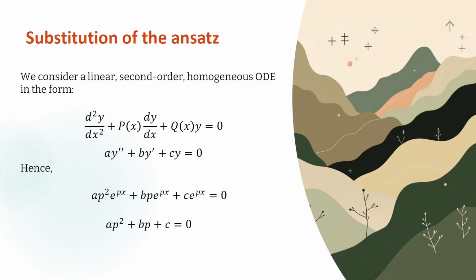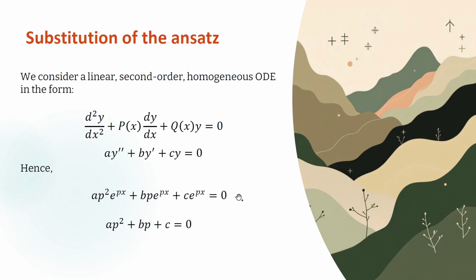Having solved the first and second derivatives, and having known the exponential ansatz, we just have to substitute them into the general form of the ordinary differential equation. As we know, the first term here is y double prime. We have a times y double prime plus b times y prime plus c times our original exponential ansatz, e to the px, and this is equal to 0 because this is a homogeneous ordinary differential equation.